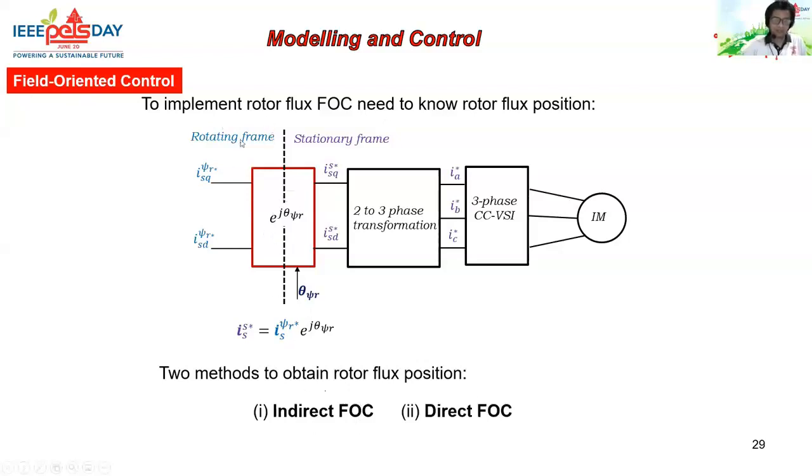As you can see here, you have the rotating frames here, which is everything expressed in DC quantities, which is controlled in the rotating frames. And we have the stationary frames when it comes to the implementation in the actual hardware circuit here. And in order to transform that rotating frame to the stationary, we have to know the rotor positions there, right?